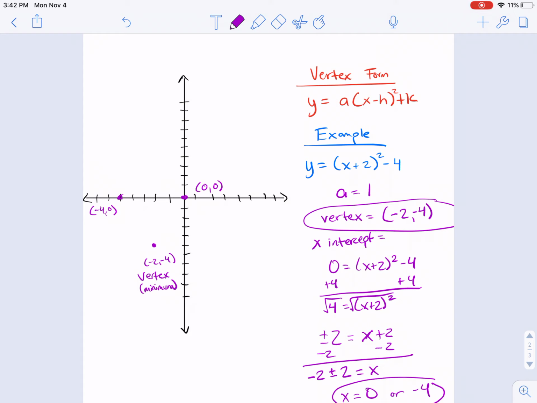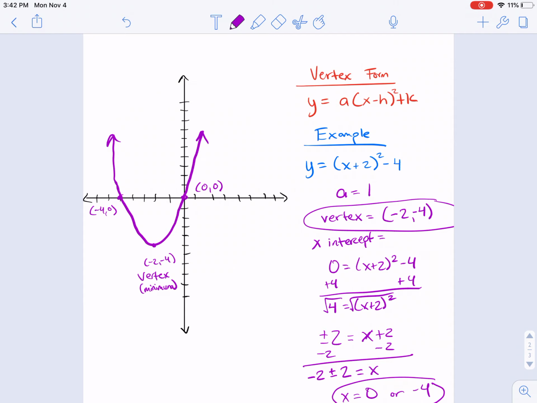And so I can connect my parabola and have a fairly accurate picture of what that should look like. Now, bear in mind, this is hand sketched. This is not done with a precision piece of technology by any stretch of the imagination. But this is how you would get this important information from vertex form.